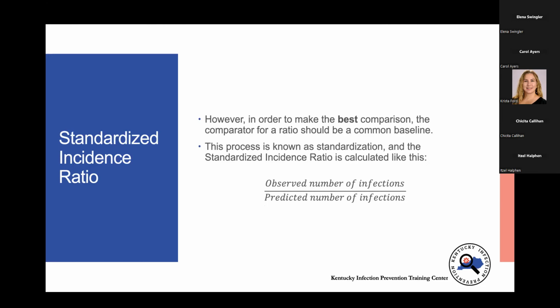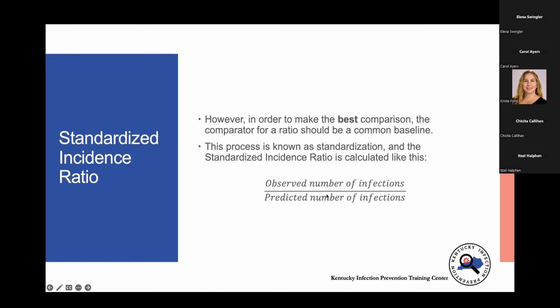So if you wanted to look at the three major hospital systems in Louisville, Kentucky, and compare their rates of disease, you would have to create pairwise comparisons between each one, as opposed to just coming up with a standardized number. And so when we talk about creating a standardized incidence ratio, what we end up doing is creating a ratio based on the observed number of infections.